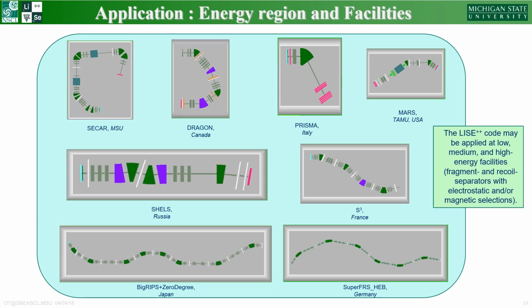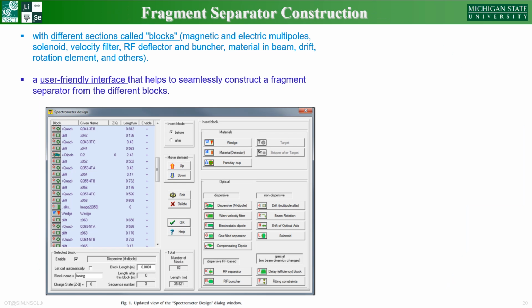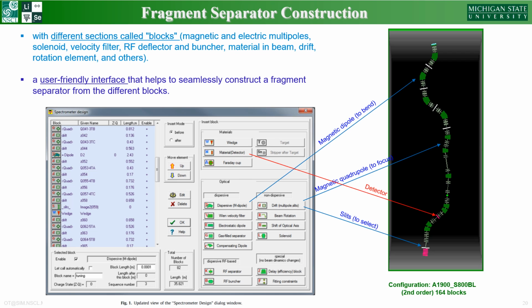The LISE++ code may be applied at low, medium, and high energy facilities with fragment and recoil separators with electrostatic and/or magnetic selections. A lot of separator configurations have been developed and implemented in the LISE package. LISE provides a way to construct a fragment separator from different blocks, such as magnetic and electric multipoles, solenoids, velocity filters, RF deflectors and bunchers, material and beam, drift, rotation elements, and others. LISE provides a user-friendly interface that helps to seamlessly construct a fragment separator from the different blocks.